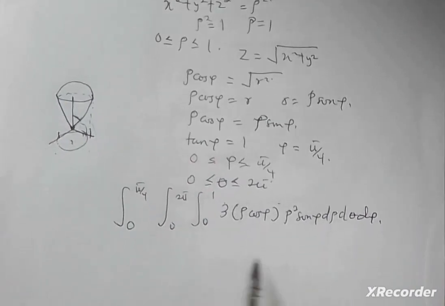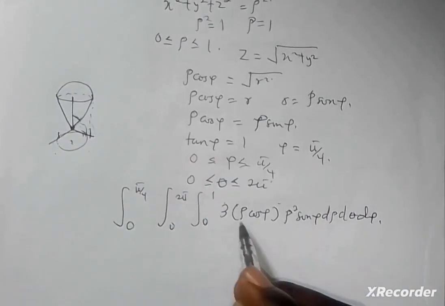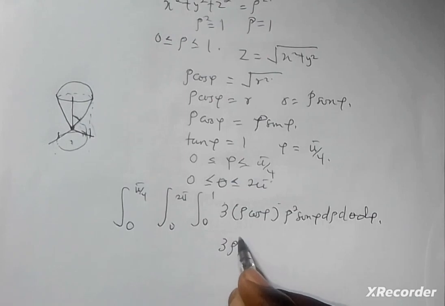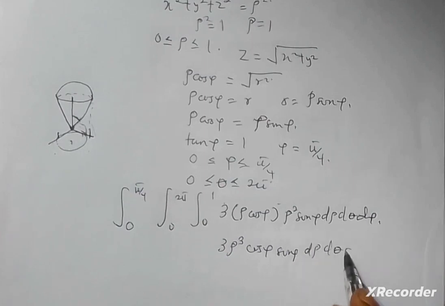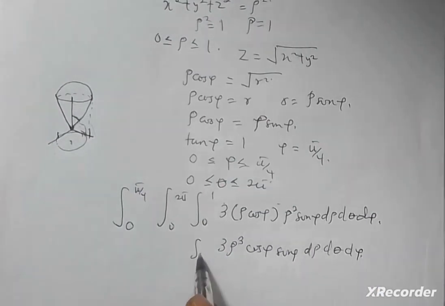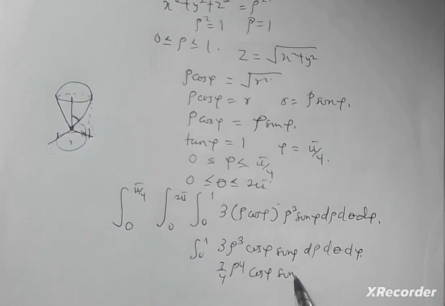So at this point, what I'm going to do is to simplify. This is squared. I'm going to get 3 rho to the power 3 cos phi sine phi, d rho, d theta, d phi, then 0 to 1. Let me tackle the inner integral. So this is going to give me 3 over 4 rho to the power 4 cos phi sine phi, right? And I bring my 0 to 1 here.